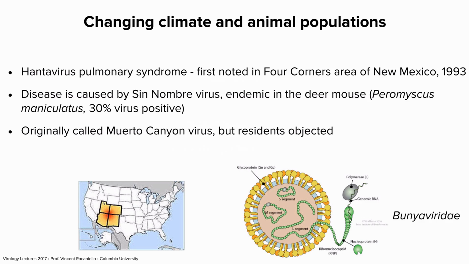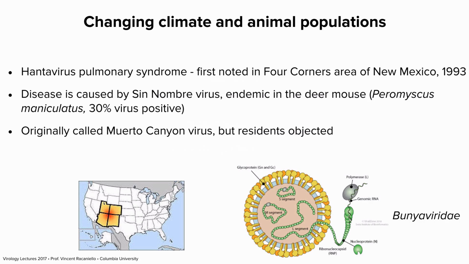So this virus was originally called Muerto Canyon virus because that's where the virus was first isolated from, and the residents said, no way, you're naming a virus after our home. And the CDC went through a number of names, and nobody liked any of them, so they finally gave it Nombre, which of course means no name. So these are bunyaviruses. These are enveloped negative strand viruses with segmented genomes in 3 segments, and the family is Bunyaviridae, so hantavirus is a genus within that family.